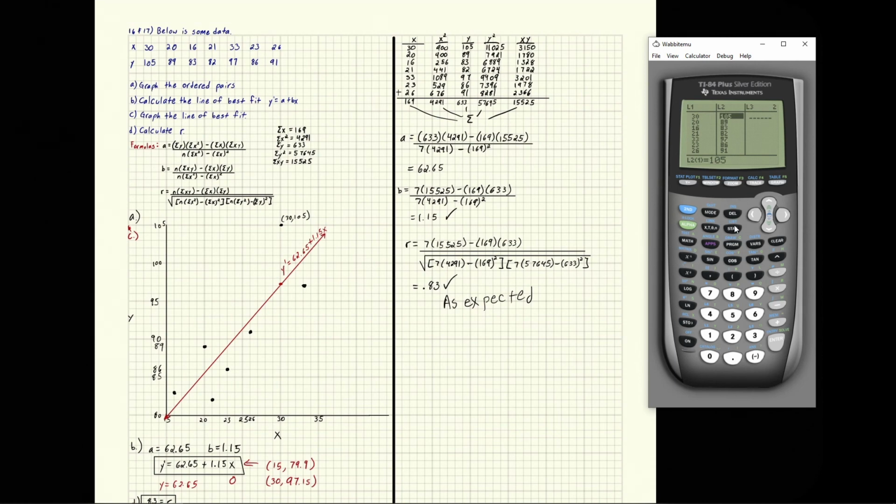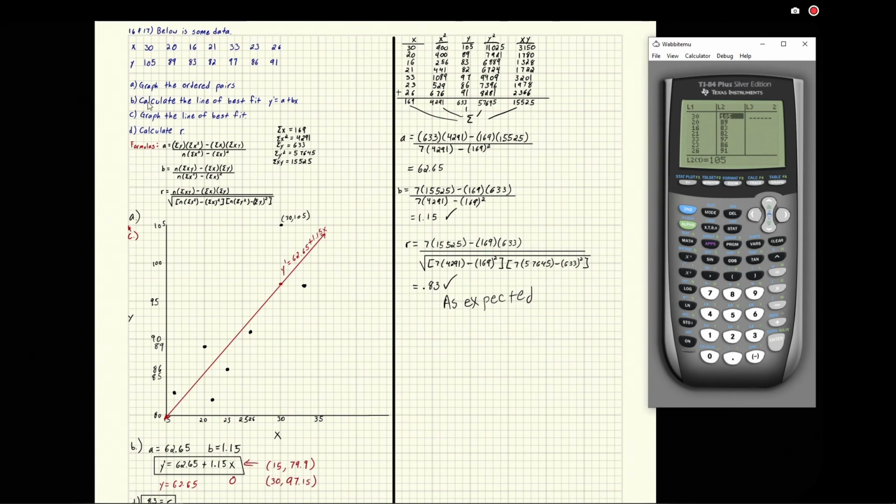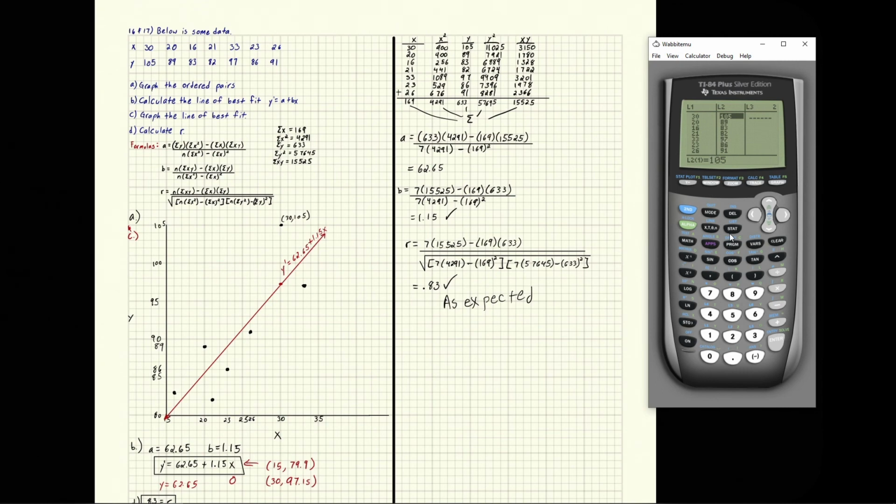Once we have that, we're going to go to a stat test, and it's going to produce A, B, and R for us all in one shot. It's amazing. So we're going to click stat, go over to tests, and then come down to linear regression t-test. Make sure your x list and your y list are correct here. Everything else you can ignore, and hit calculate. Now it's going to spit out an A, a B, and also there's an R right here. So for part D, calculate R, boom, there it is.